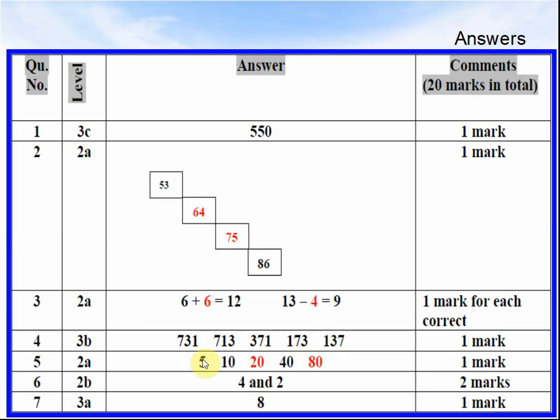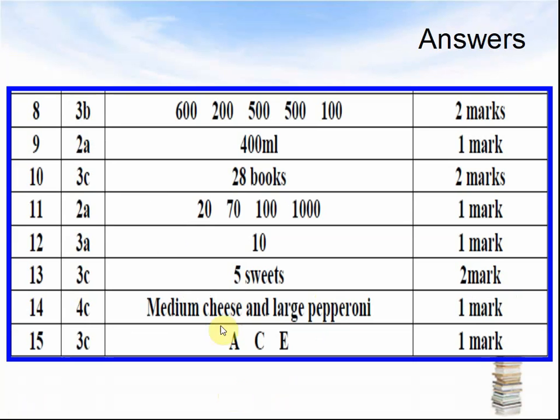Question 5, 5, 10, 20, 40 and 80. Question 6, 4 and 2. Question 7, 8. Question 8, 600, 200, 500, 500, 100. Question 9, 400 milliliters. Question 10, 28 books. Question 11, 20, 70, 100, 1000.